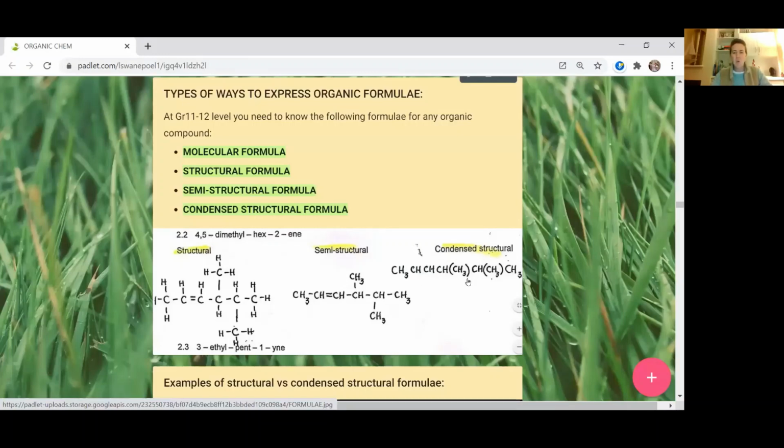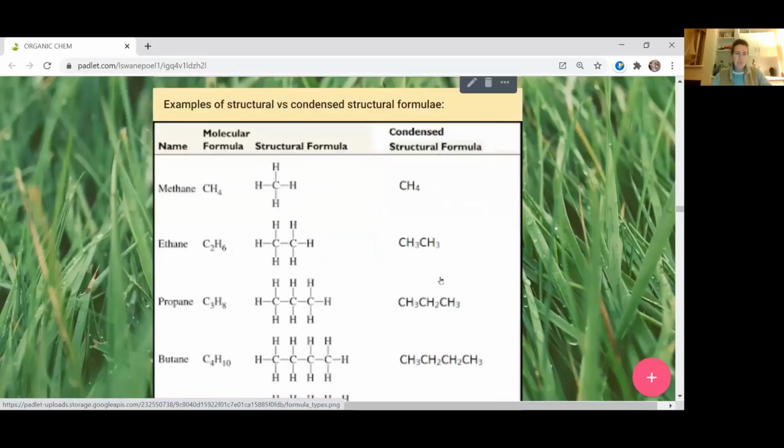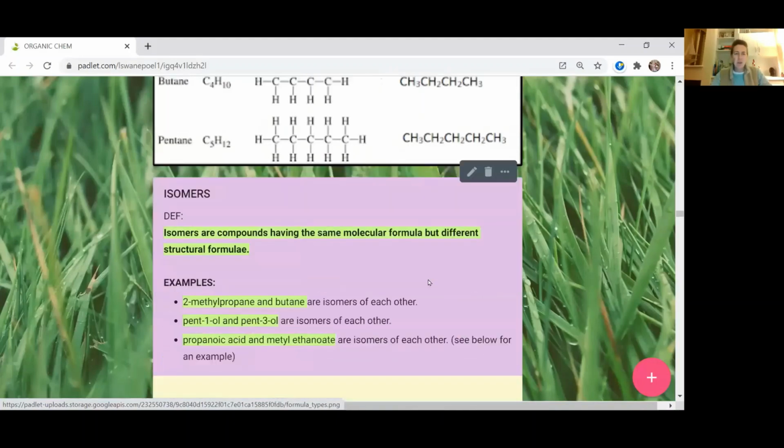Please take note that your substituted group always goes in a bracket after the carbon it is attached to. And of course, there is an example that you can go through as well.